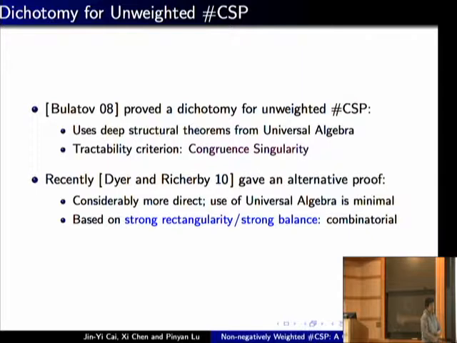It turns out that his proof uses a lot of very deep structural theorems from Universal Algebra. And the tractability criterion of Bulatov is this notion called congruence singularity, which is described using the language of Universal Algebra. And unfortunately, I know very, very little, almost nothing about Universal Algebra.